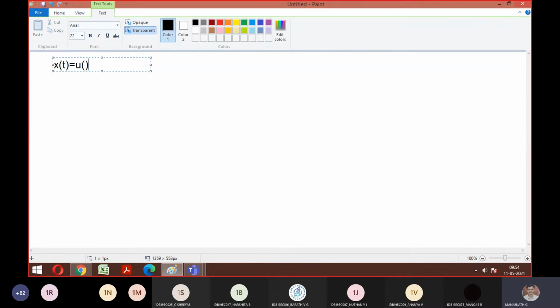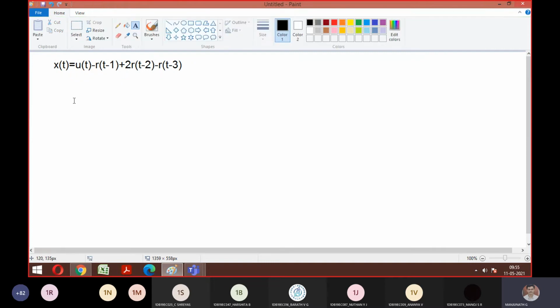So I want you to analyze and do u of t minus r of t minus 1 plus 2r of t minus 2 minus r of t minus 3. So now observe the question carefully. It is a combination of your ramp and unit step function. So it's a combination of ramp and unit step function.